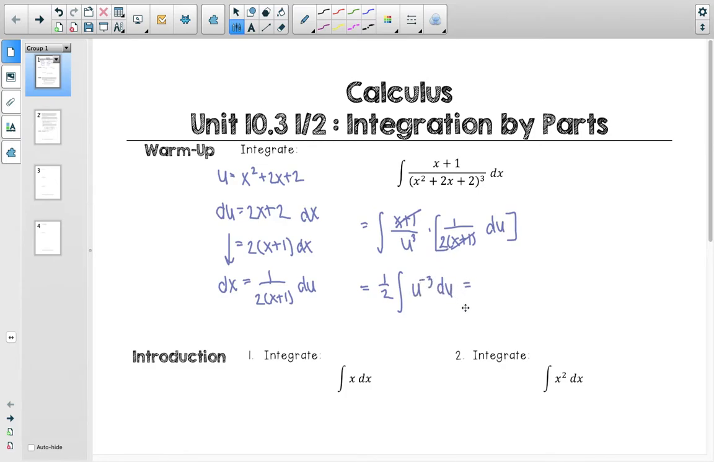When you do that, and you integrate it, you're going to add 1, which gets you negative 2. The reciprocal to that is negative 1/2, so we get negative 1/4, and then u to the negative second plus c, which really turns out to be negative 1/4 on the bottom, sorry, x squared plus 2x plus 3 squared plus c. All right, so that is the warm-up.